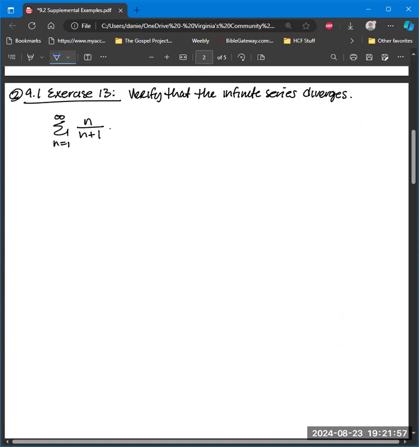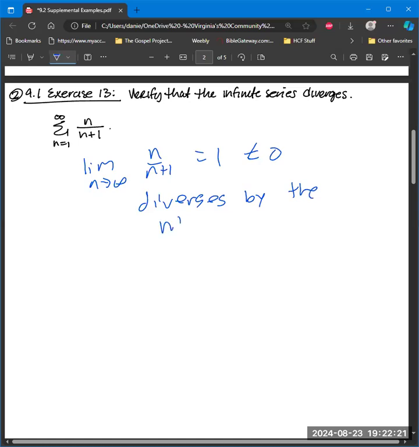So let's verify that this series diverges. Easiest thing to try here is the nth term test for divergence. That equals 1, which is not equal to 0. So it fails the nth term test. I'll just say it diverges by the nth term test, which is theorem 9.9 in our textbook.